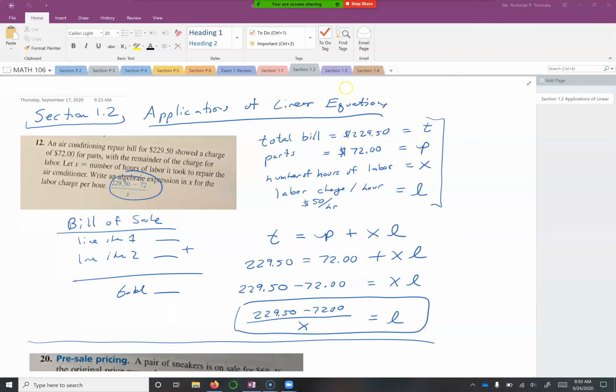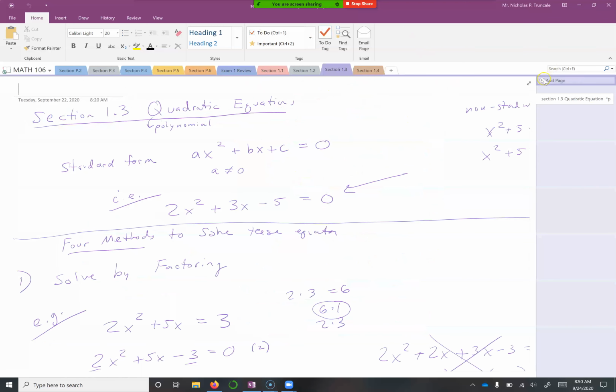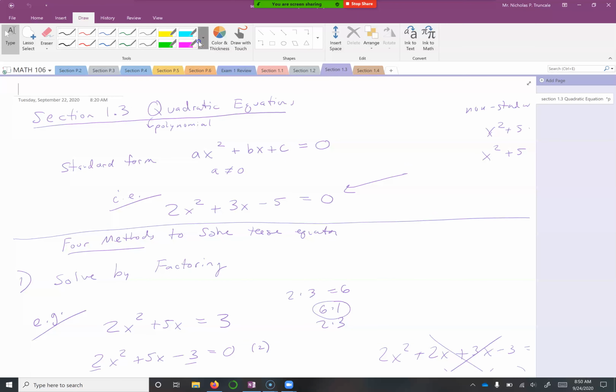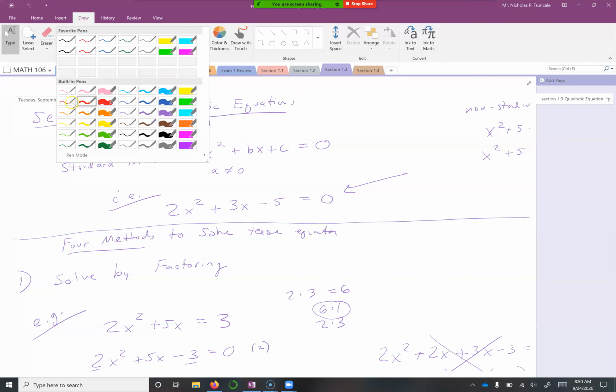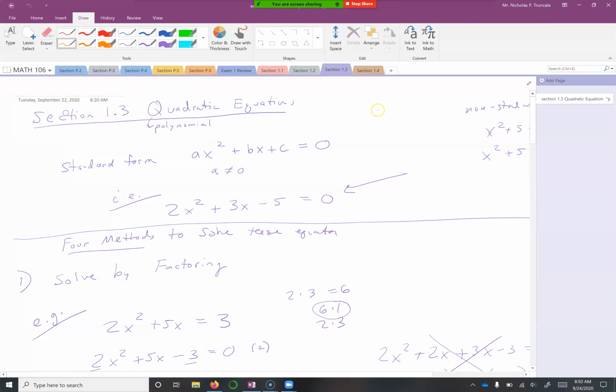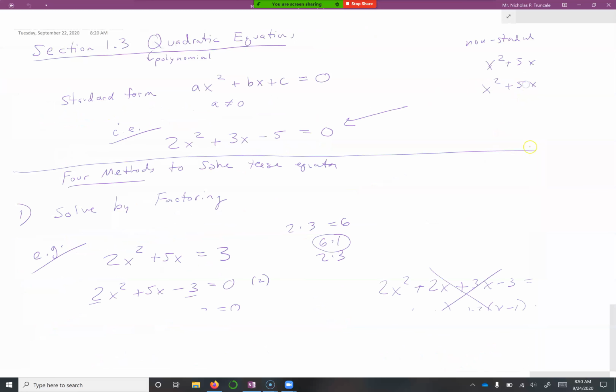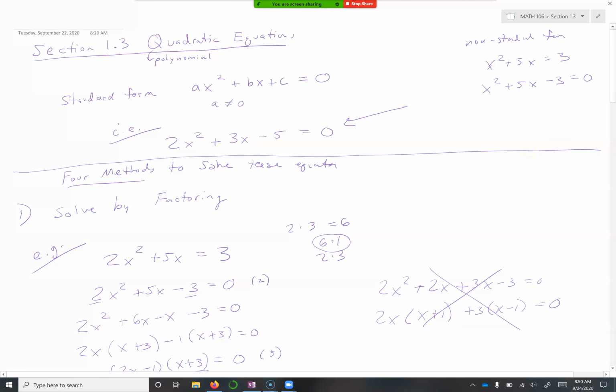we're still, you can still see my notebook. So I'm going to go back to section 1.3 and just quickly review what we had covered the other day. I don't know why I always take forever to pick a color. It's weird. All right, so section 1.3 was all about quadratic equations.